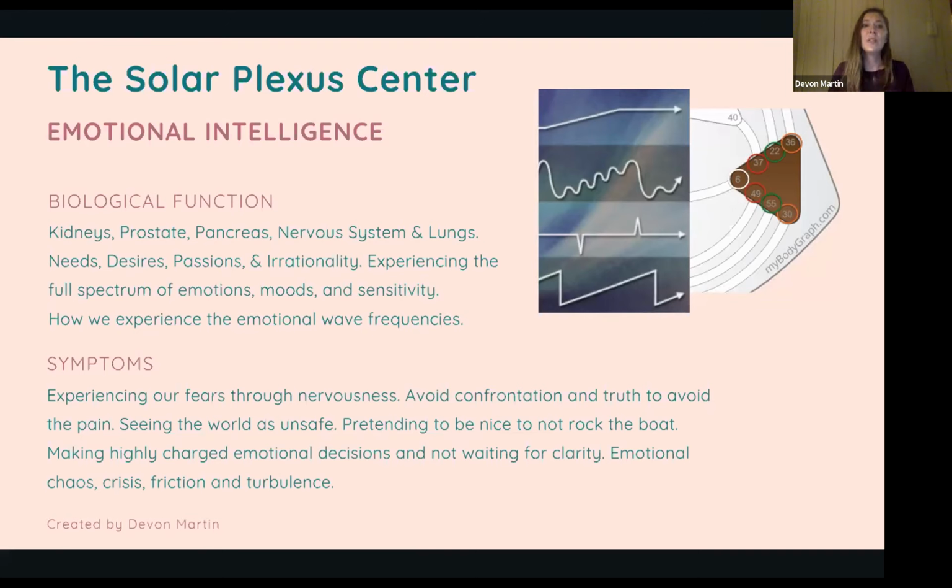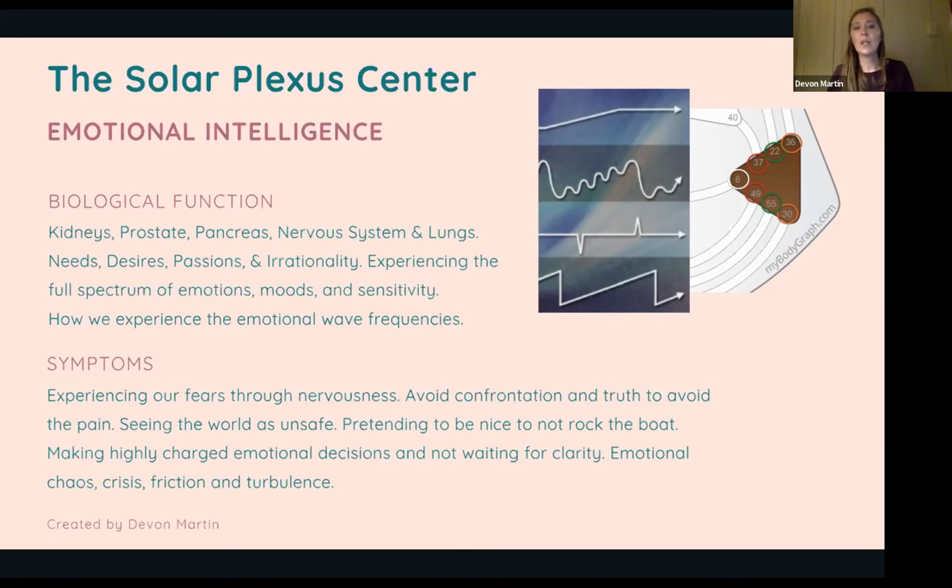So the symptoms are experiencing fears and nervousness. The biggest one is avoiding confrontation and truth, avoiding emotional confrontation to avoid pain, because it sucks. Anybody with an open emotional center will tell you that they'd probably rather avoid emotional confrontation sometimes. On the flip side, the wisdom of it is to have the wisdom of when something is worth confronting or not. This can make us feel unsafe in the world, and not wanting to rock the boat. So kids with open emotional centers can be very touchy and nervous and not want to rock the boat because they don't want to emotionally upset their parents or the people around them.